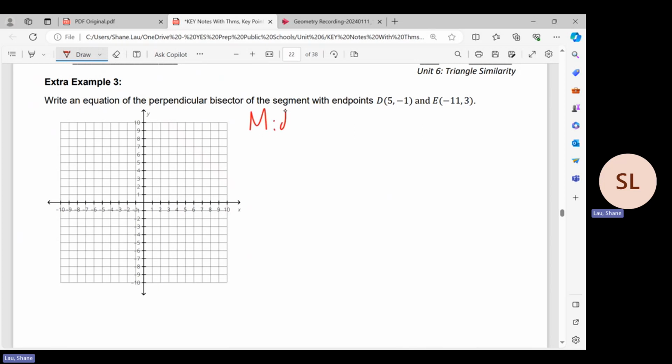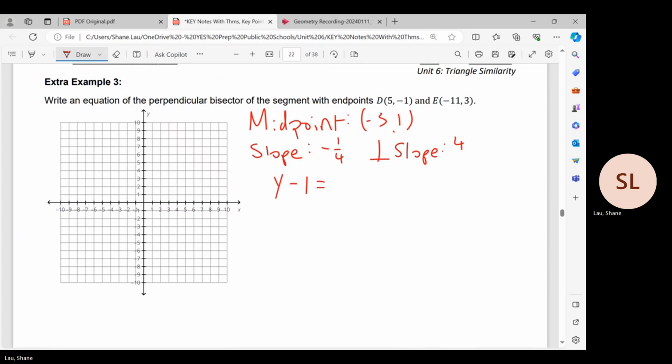So the midpoint should have been (-3, 1). The slope you should have found for the original line should have been negative 1 over 4. But then the perpendicular slope should have been found to be 4. And the equation you should have gotten is y minus 1 equals 4 times x.